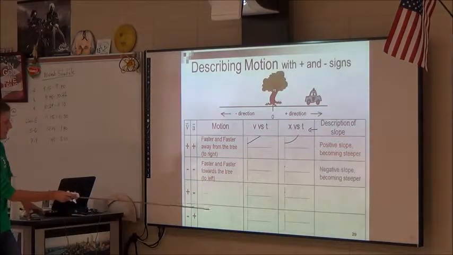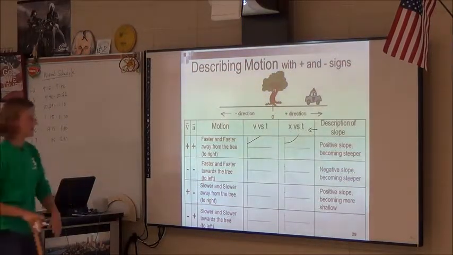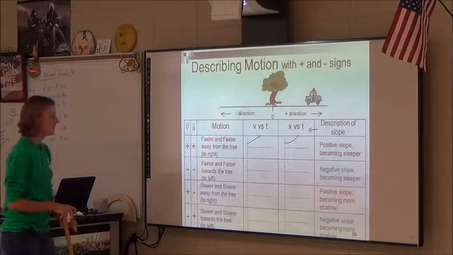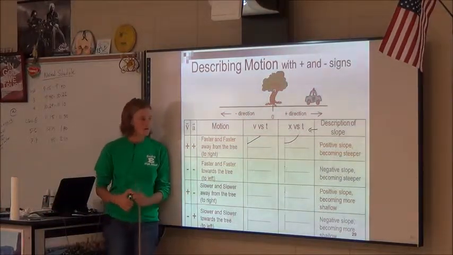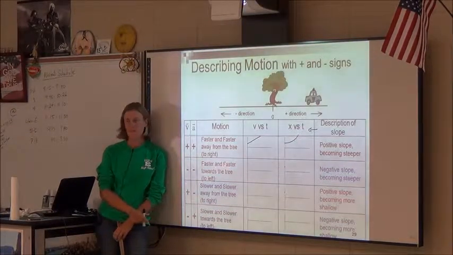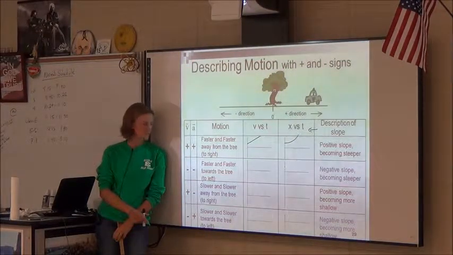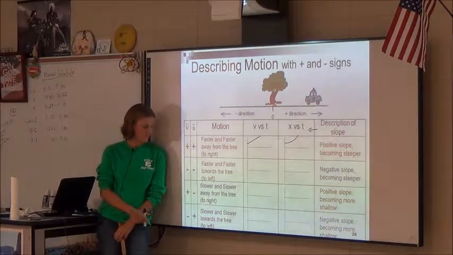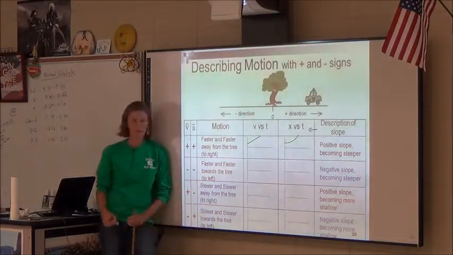And I'll go ahead and fill these in as well. So these bottom two would be your slower and slower examples. And then we'll go back and make these graphs. You can maybe skip the middle line, like slower and slower, just which way, right or left.